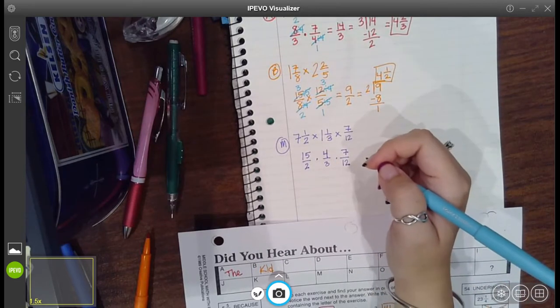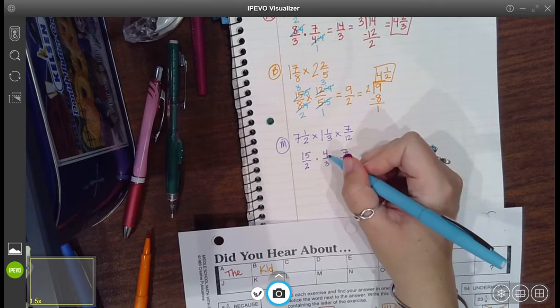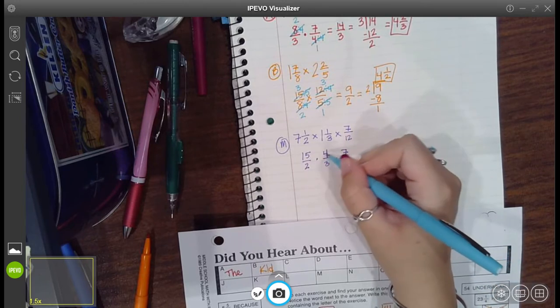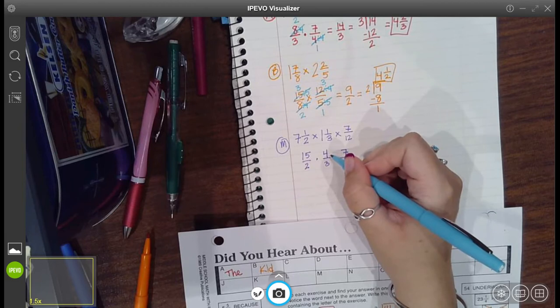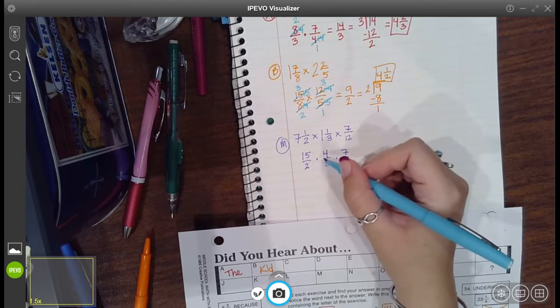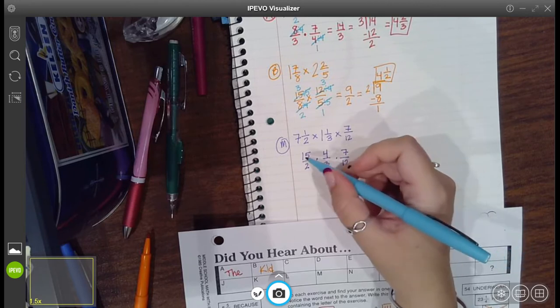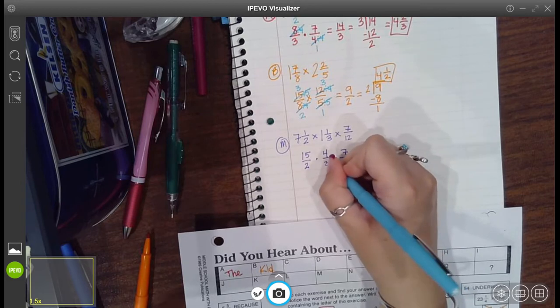Look to see if there's anything that can cross cancel. I can pick. I can either do 4 with the 12 or 2 with the 4. The choice is up to you. You can't do both because you can only do it once with something from the top and the bottom. So you make that decision. Okay, I know that 3 can go into both 3 and 15, so I'm going to start there.